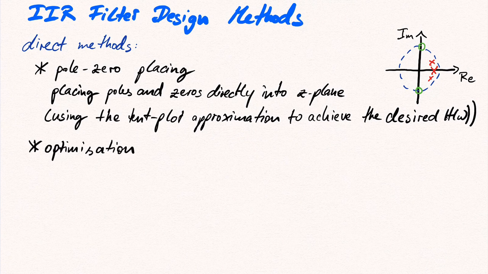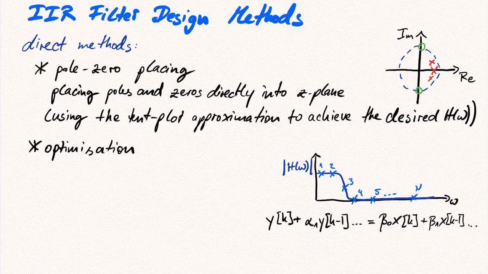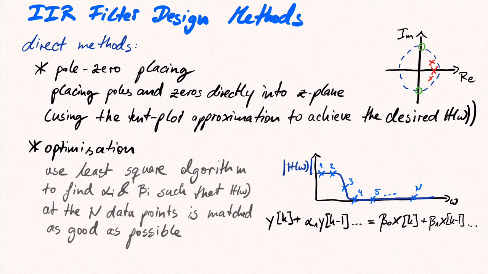Another direct design method is using optimization techniques. For this, one selects n data points of the desired frequency response H of omega, chooses a desired filter order, and then a least squares algorithm is used to find the filter coefficients alpha and beta such that the frequency response of the filter matches the n selected data points as well as possible.